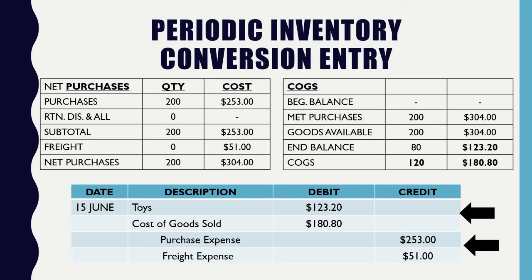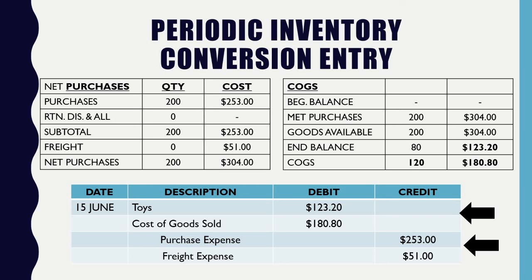So I can go ahead and put those there in those exact categories right here. I put under purchase expense $253, and my total freight expense was $51. At the end of the day, your total debits equal your total credits. What this does is zero out what your original purchase was and convert it into inventory and your cost of goods sold.